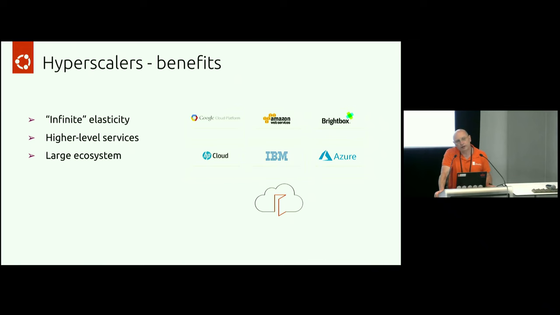So obviously you have the infinite elasticity. You get a high level of service and you get a very large ecosystem. The hyperscalers have been working in the past 20 years to add API all the time. And I think people who know OpenStack here in the room, you know that you won't have the same level of API to your end users than what the hyperscalers are offering.